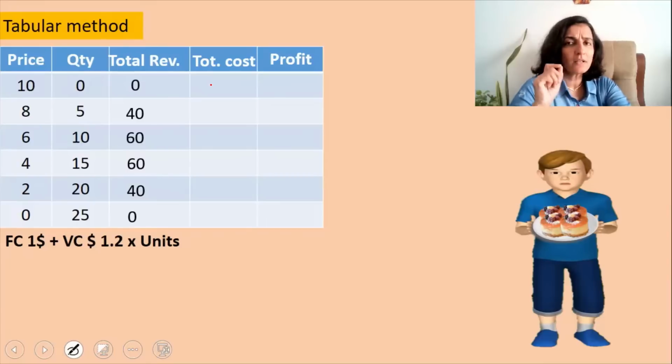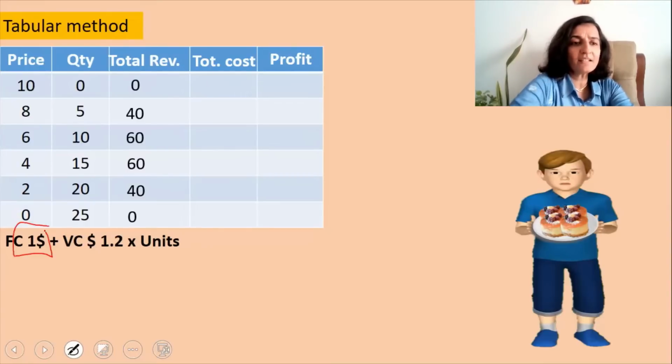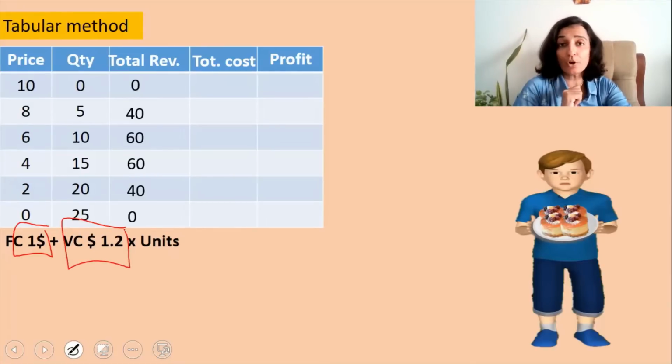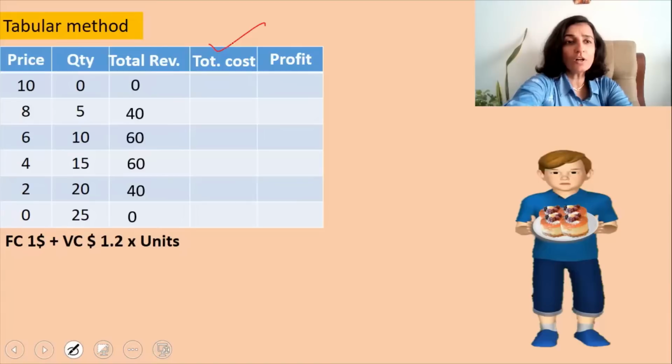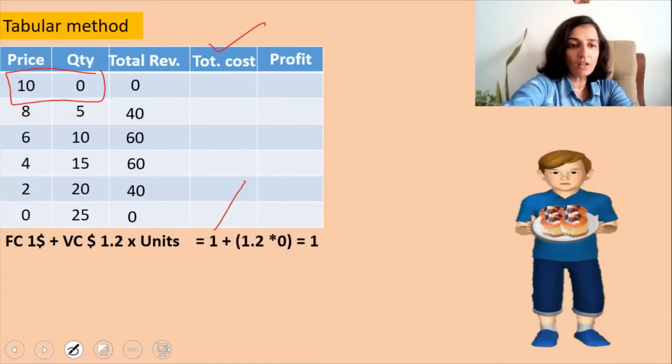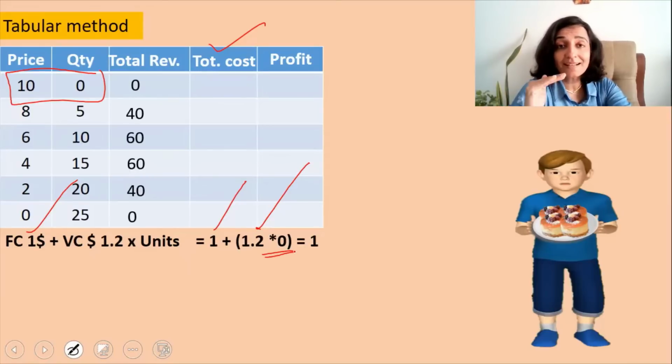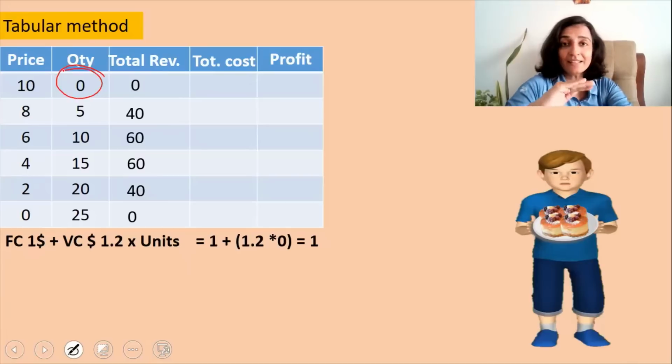And what is the total cost? Total cost is nothing but you have a fixed cost of $1 and you have a variable cost of $1.2 per unit. So the total cost for the first price quantity combination will be $1, that's the fixed cost, plus $1.2, that's the variable cost per unit, multiplied by 0. That is the number of units that we are selling, because the quantity that we are selling in the first price output combination is 0. So we get the total cost as $1. So we write that under the total cost column.